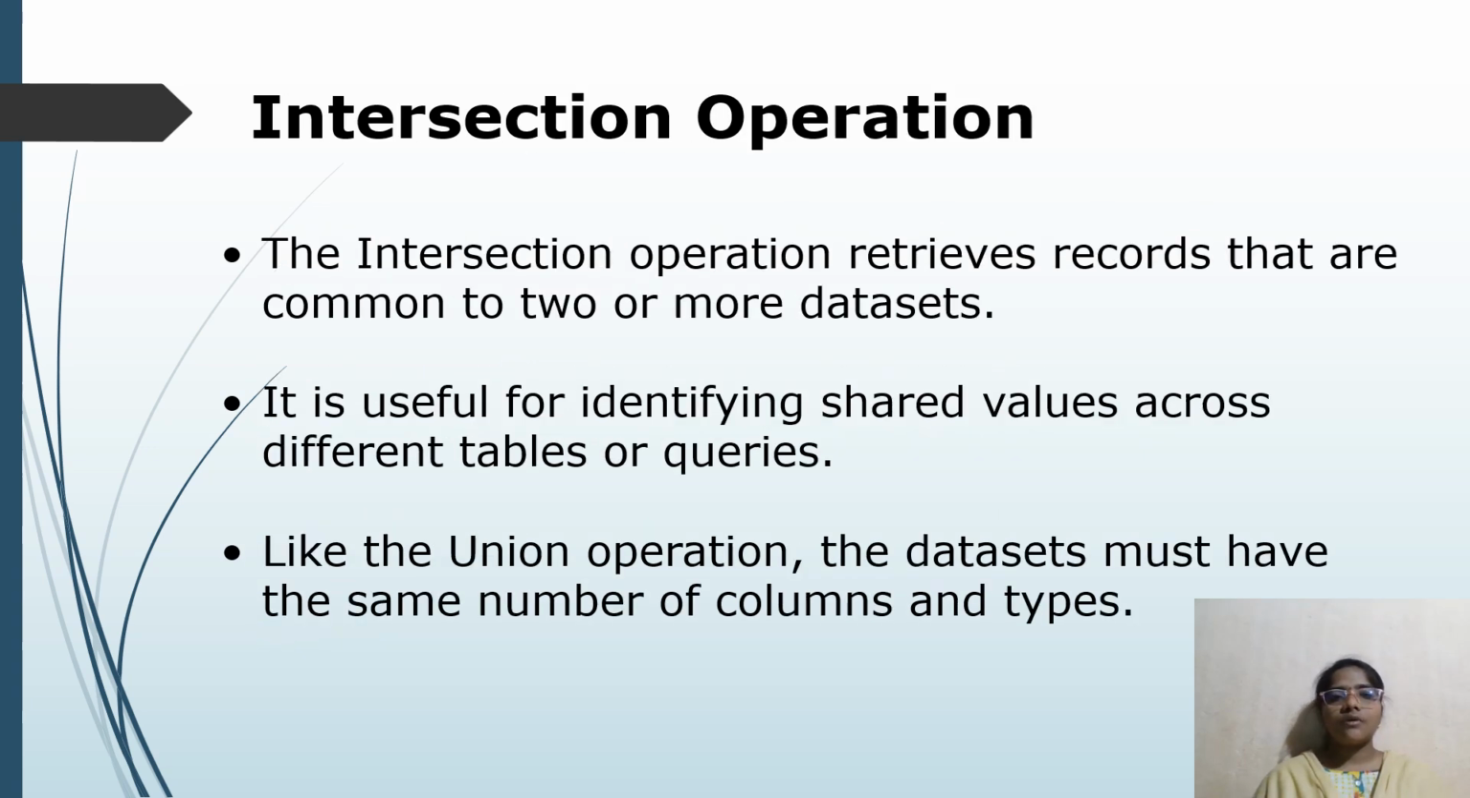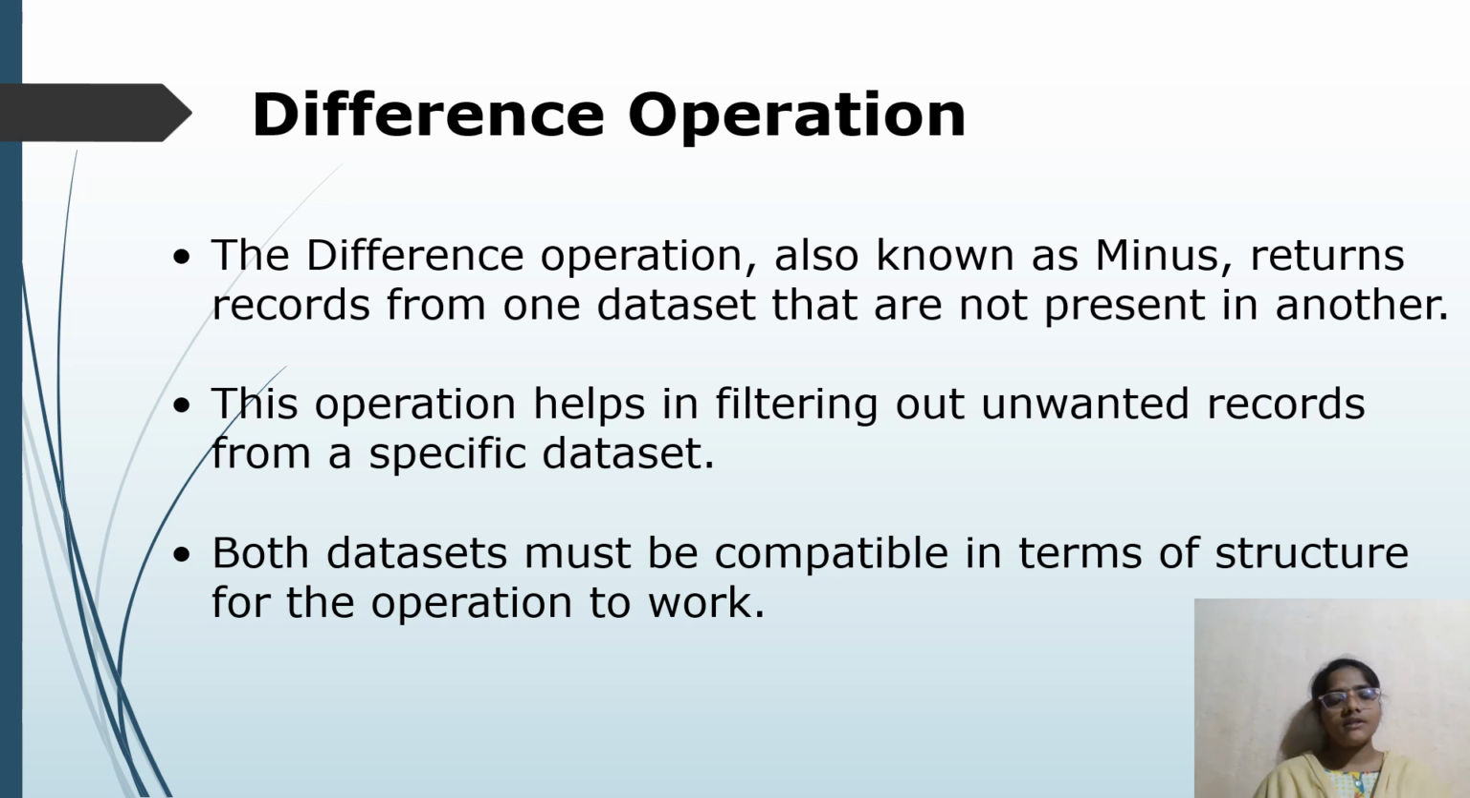Next, intersection operation. The intersection operation retrieves records that are common to two or more data sets. It is useful for identifying shared values across different tables or queries. Like the union operation, the sets must have the same number of columns and types. In the intersection operation and the union operation, this is the common similarity. And next I'm going to explain the difference operation.